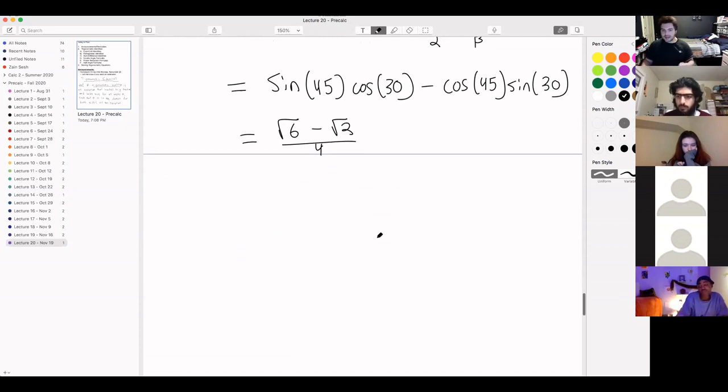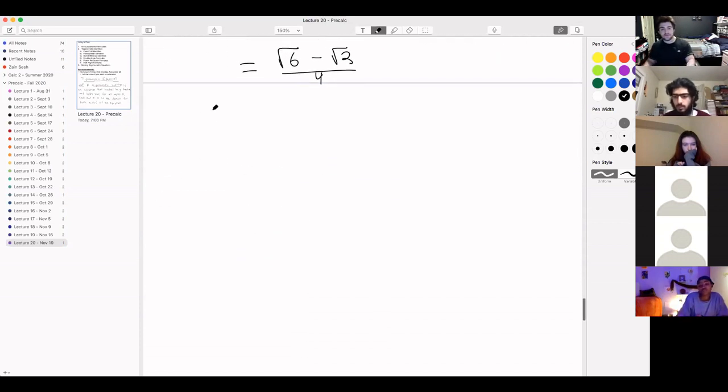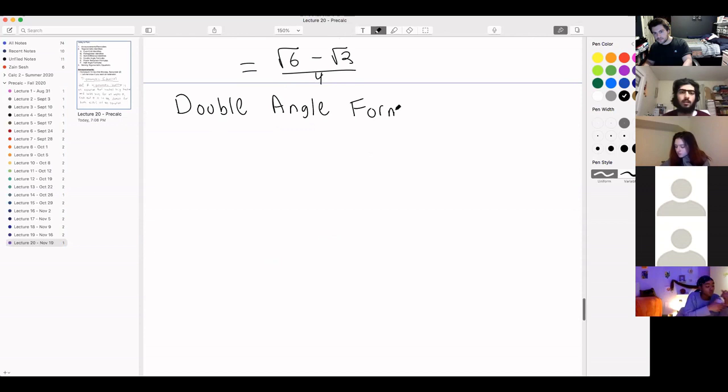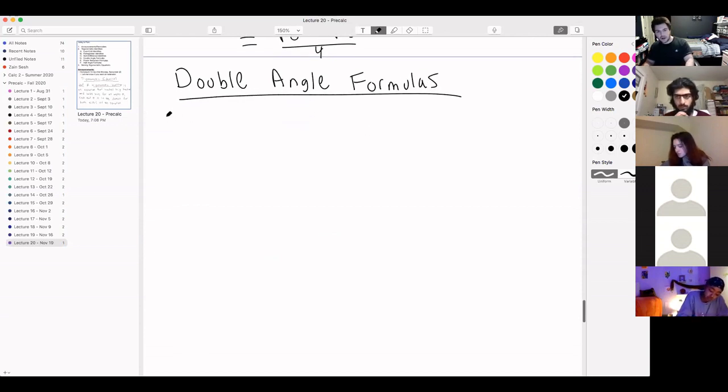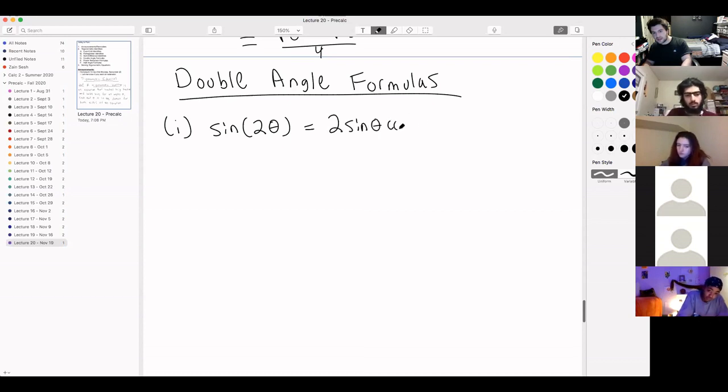All right, so we'll move on now. Now we're going to do the double angle formulas. Okay, here they are. Here's the first one. Sine of 2 theta is equal to 2 sine theta cos theta.